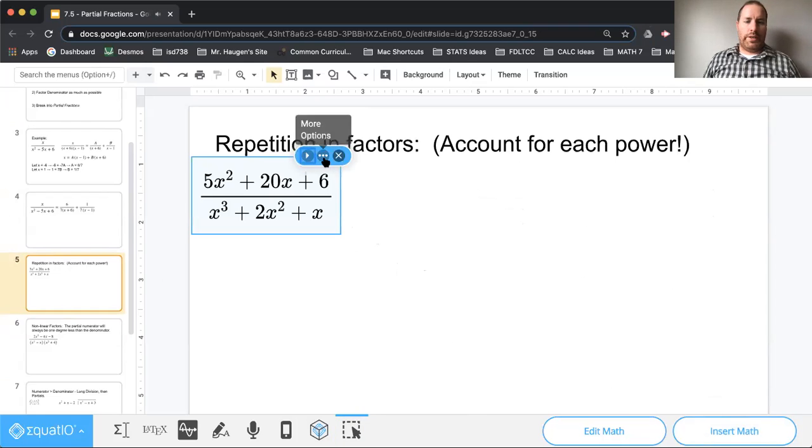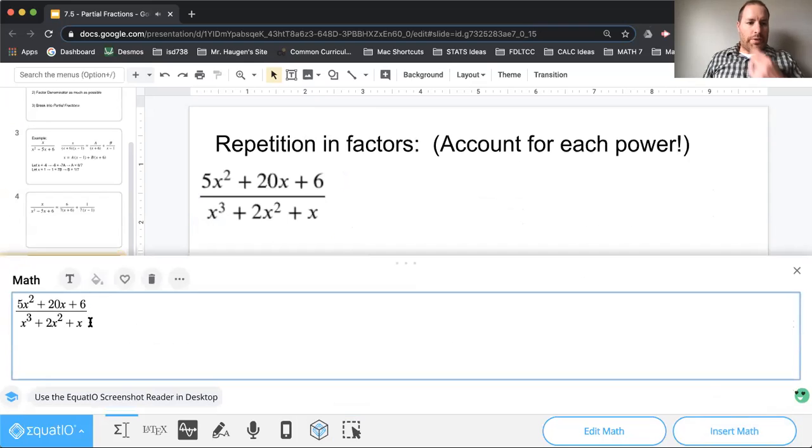The fraction. Okay, so in here, we're going to take this denominator and break it apart. The first thing I notice is I can factor out an x, so I'm going to do that. Then we have x squared plus 2x plus 1 when we factor that x out of there. That allows us to take this denominator and factor it one more time.